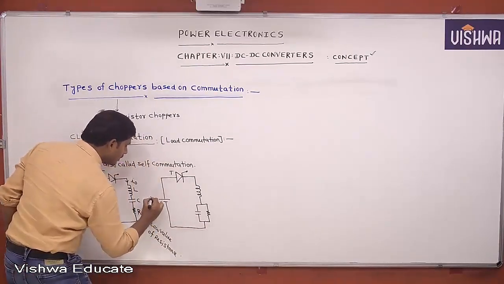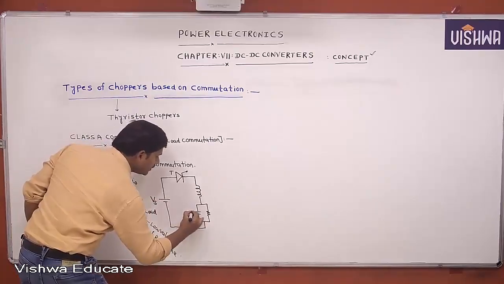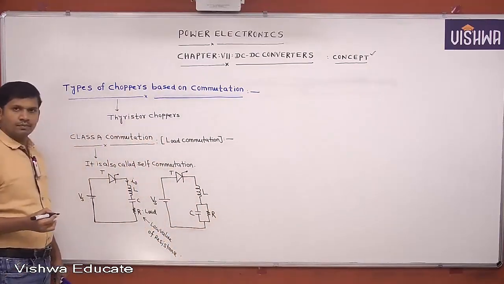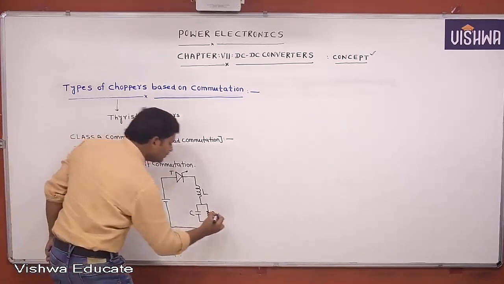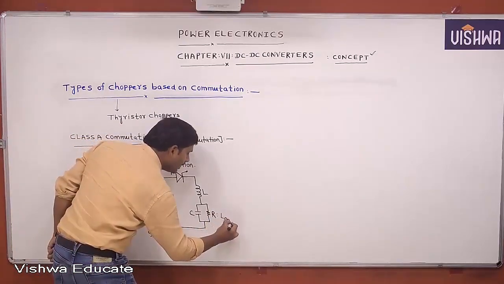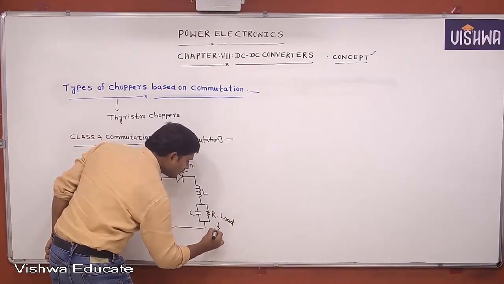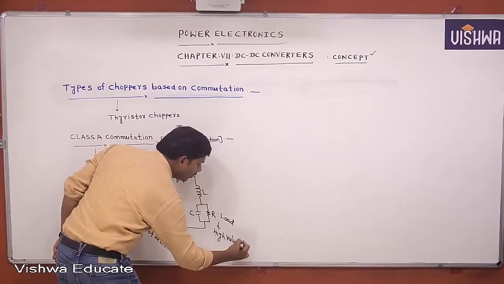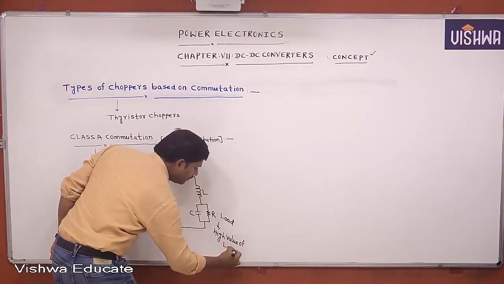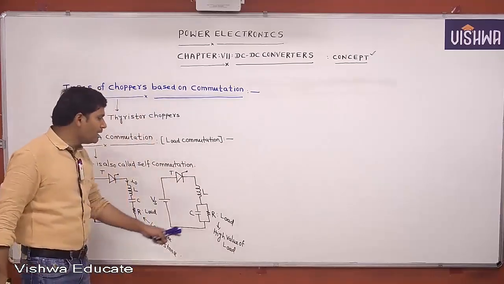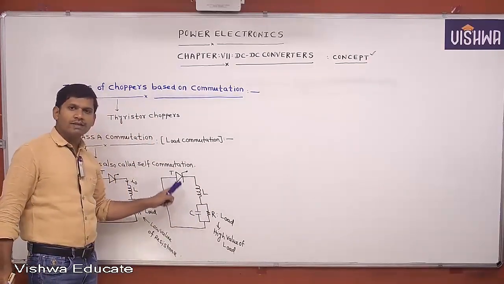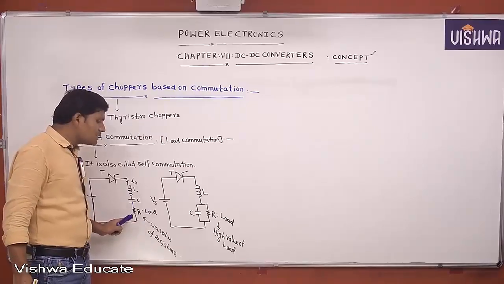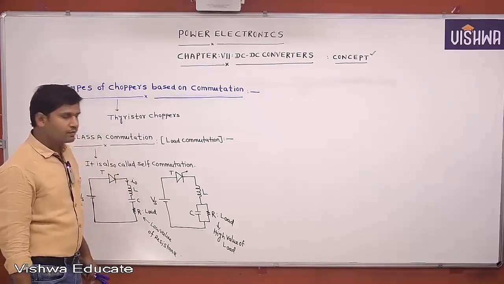The supply voltage is Vs. This capacitance, resistance, inductor. This is also a load, but it is a high value of resistance. For high values of load resistance, R and C are connected in parallel to make the commutation. For low values of load resistance, R and C are connected in series.